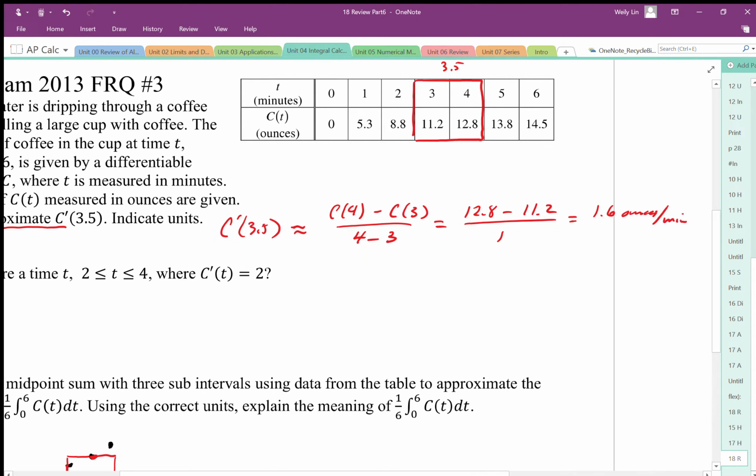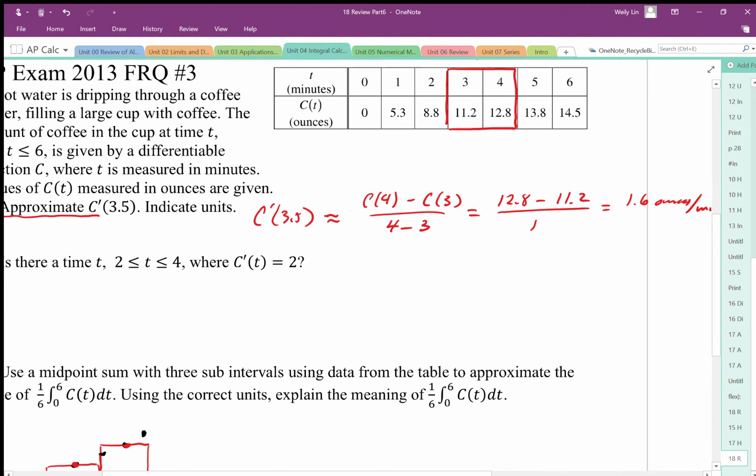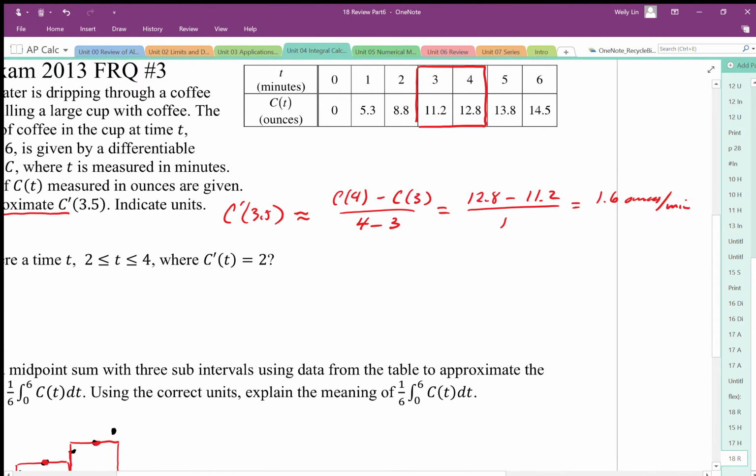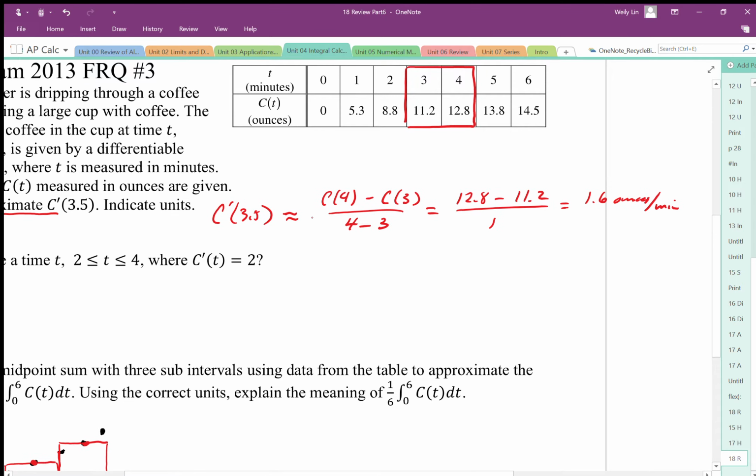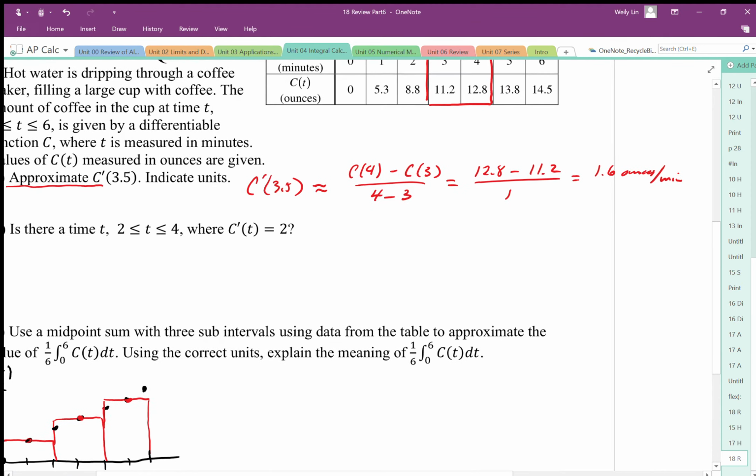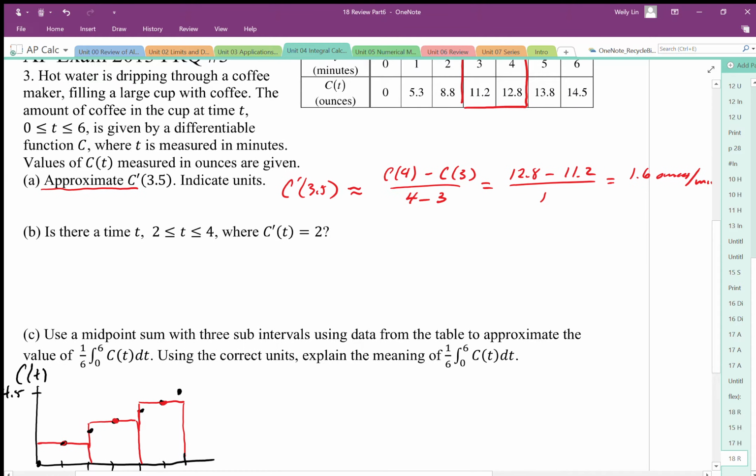It is important to indicate that this is, first of all, increasing. We need to make sure we keep track of the units. We're going to be given marks on that, and we know that this is at time 3.5. It's approximately at 3.5. That's also important, that we know that this is happening at a certain moment.